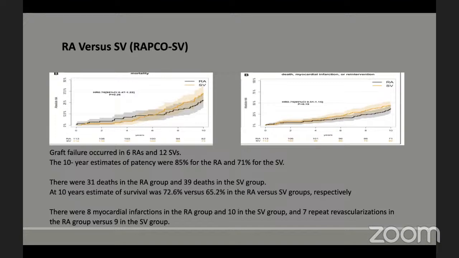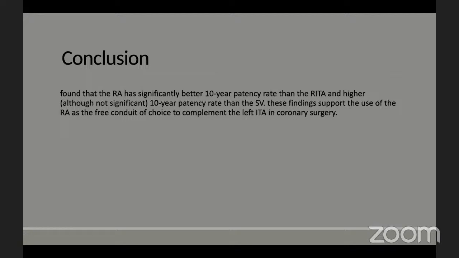So the conclusion found that the radial artery has a significantly better 10-year patency rate than the right internal thoracic artery and a higher, although not significant, 10-year patency rate than the saphenous vein. These findings support the use of the radial artery as the free conduit of choice to complement the left internal thoracic artery in coronary surgery.